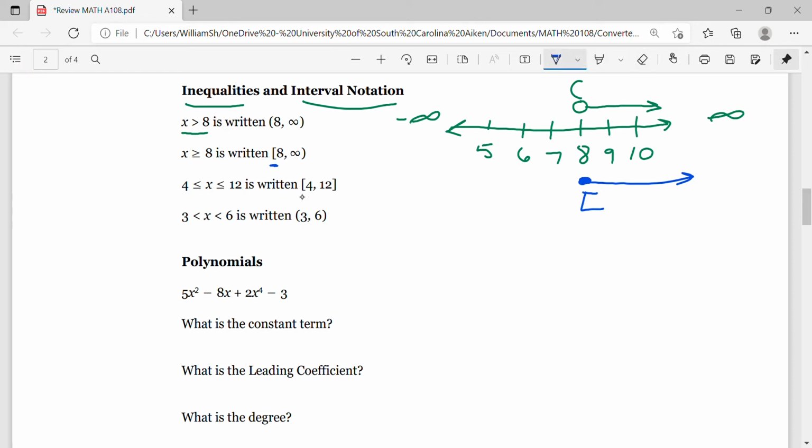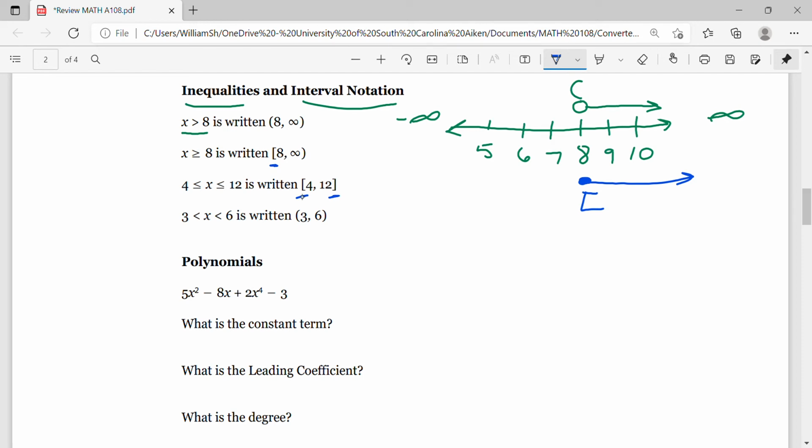Now sometimes it's bounded between two numbers and it doesn't go to infinity on either side. So here we've got 4 is less than or equal to x is less than or equal to 12, which means we start with 4 and it is equal to, so we use a bracket, and it goes up to 12 and it's equal to 12, so we use another bracket to close it off on that side.